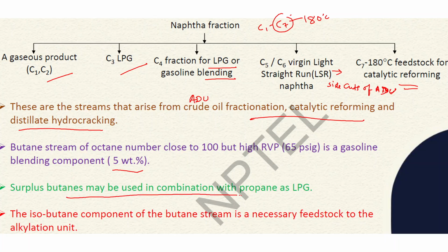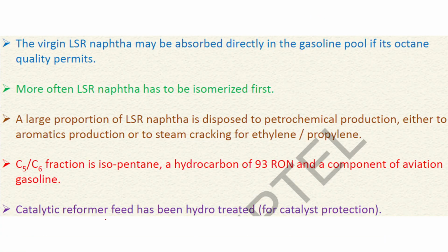Surplus butane may be used in combination with propane as LPG. As I told earlier, LPG is a mixture of C3 and C4. The isobutane component of the butane stream is a necessary feedstock for the alkylation unit. Then virgin light straight run naphtha may be absorbed directly into the gasoline pool if its octane quality permits.